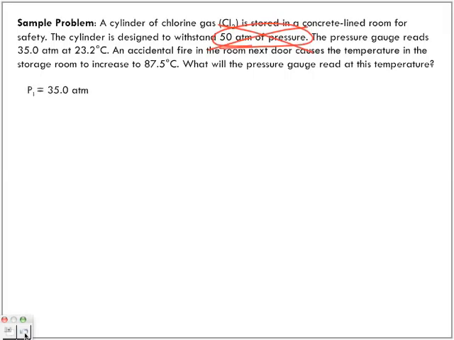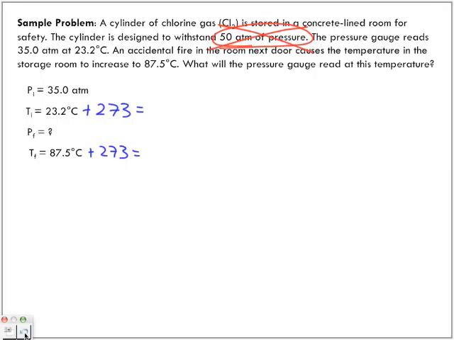So our initial pressure, 35.0 atmospheres. Our initial temperature, 23.2 degrees Celsius. Temperature increases. So we're trying to figure out what is the final pressure. So the temperature increased from 23.2 degrees Celsius to 87.5 degrees Celsius because of the fire. So, first step, what are we gonna do? Add 273, right? We're actually going to convert these temperatures into Kelvin by adding 273.